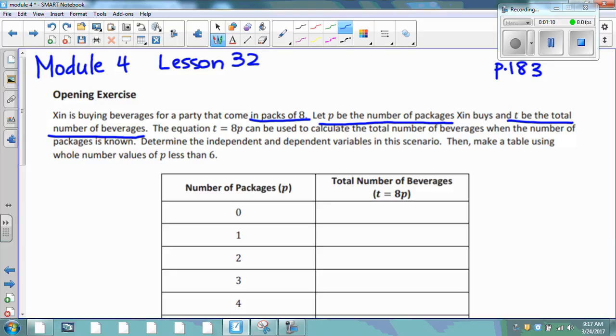So the equation T, the total number of beverages, equals 8P, because 8 is how many are in a pack and P is how many packs we have, right? 8 groups of 8 here. All right, this is our equation. Okay, so we're using that to calculate the total number of beverages when the number of packages is known. Determine the independent and the dependent variables.